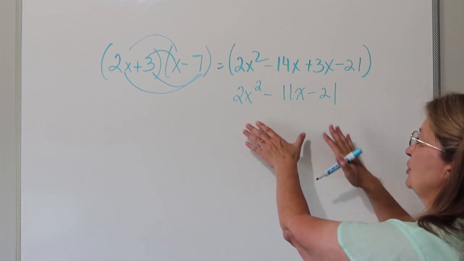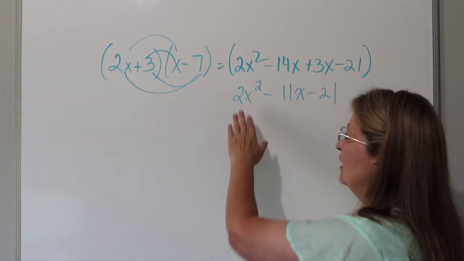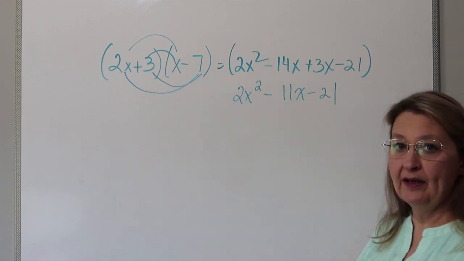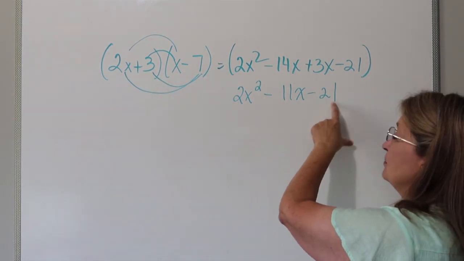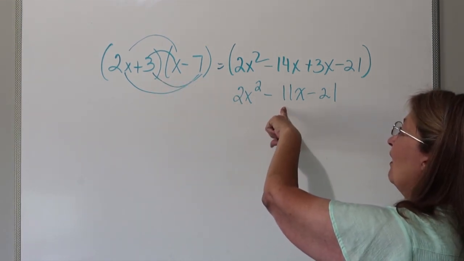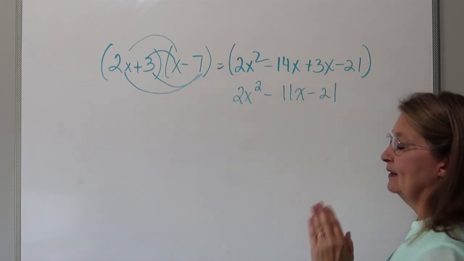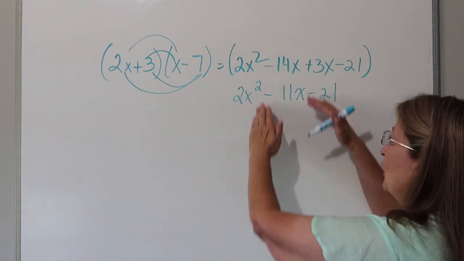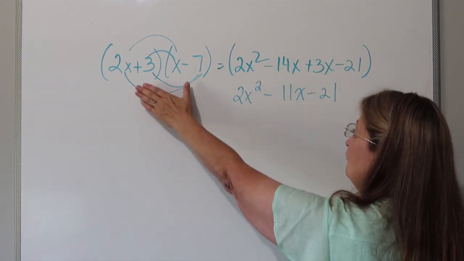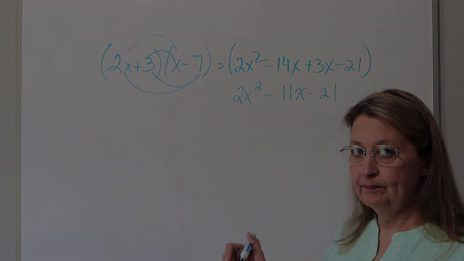Notice the relationship from where these numbers came from. This number was obtained by multiplying the first two numbers in those binomials. This number was obtained by multiplying the last two. And this one we got by multiplying the inner two and adding them. Notice that relationship, because we're fixing to look at a trinomial and figure out what the two binomials were that it came from.